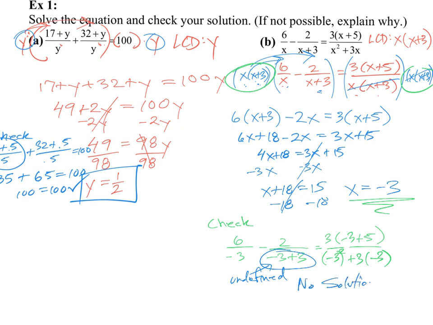And the symbol for that is a circle with a line through it. And your reason is the solution is extraneous. All right, so watch out for those. All right, on to the next example.